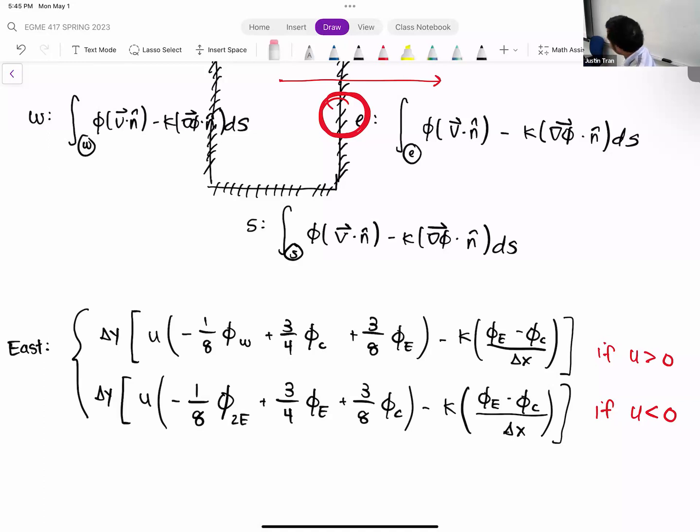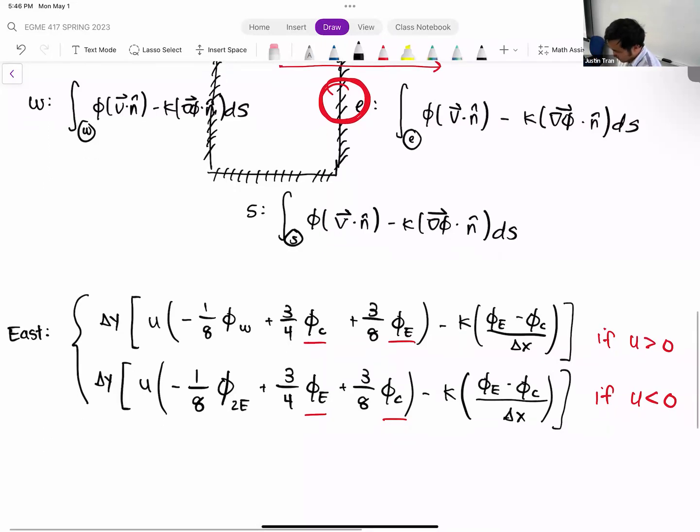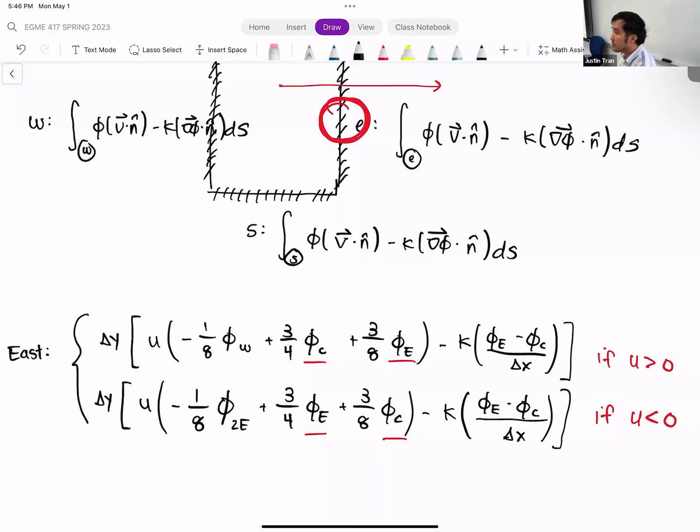If you'll notice, because this is the east integral, phi sub e and phi sub c are always in there. In both versions, we have phi sub c and phi sub e. It's just that for version 1, we put the 3/4 on phi sub c, and in version 2, we put the 3/4 on phi sub e. So for the east integral, phi sub c and phi sub e are always going to be there; how much weight we give each depends on the direction of the velocity. Additionally, the direction of the velocity tells us which extra neighbor we put, either on the left or on the right. Any questions on this? Okay. All right, so let's do the same thing for the south integral next.